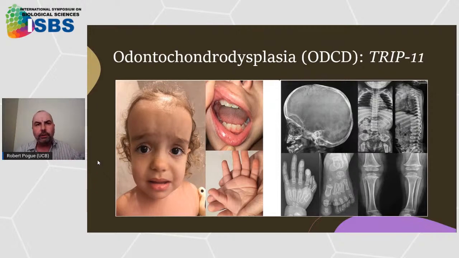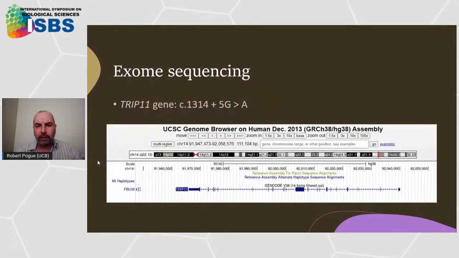Now, the TRP11 gene codes a protein in the Golgi apparatus, which is important for maturation and transport of proteins. When we did exome sequencing using the Illumina platform in a commercial laboratory, we found a homozygous mutation, as expected, due to the fact that this was a product of a consanguineous marriage.